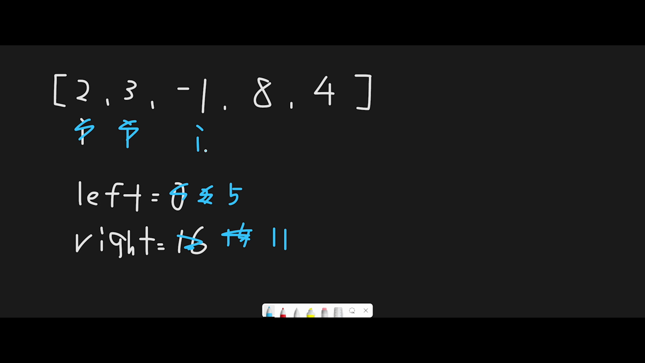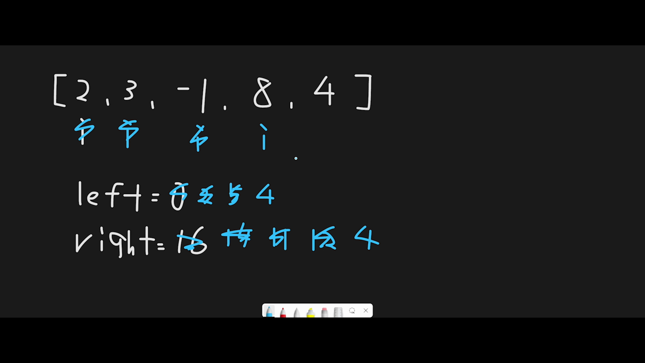Next is -1, so the right total should be 12. And then check both totals, and they are not the same. In that case, add -1 to left, so that means 4, right? And then move next. Now the current number is 8, and we subtract 8 from the right side, and that is 4. Then check both totals, and they are the same, right? So in that case, we should return the current index number. In this case, 0, 1, 2, 3.